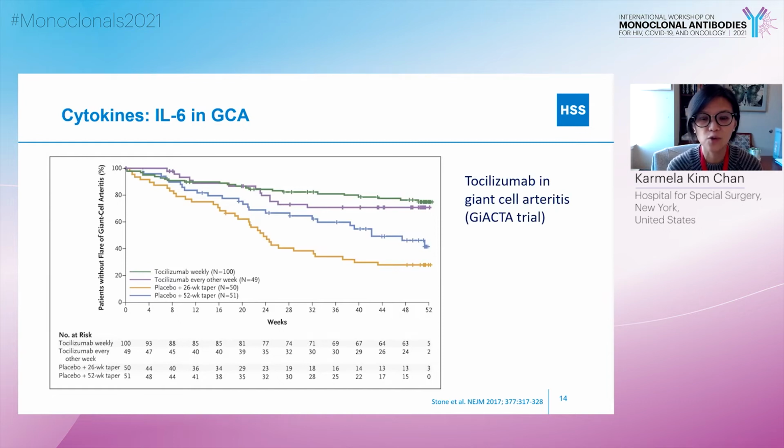This trial looked at 251 patients who were given either tocilizumab in 2 different doses or steroids alone. This curve demonstrates that the 2 tocilizumab groups in green and purple were significantly less likely to flare compared to patients who were treated with steroids alone. This led to the approval of tocilizumab for use in giant cell arteritis.